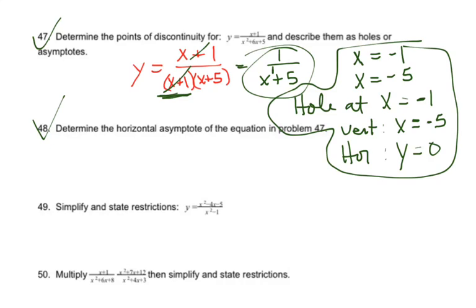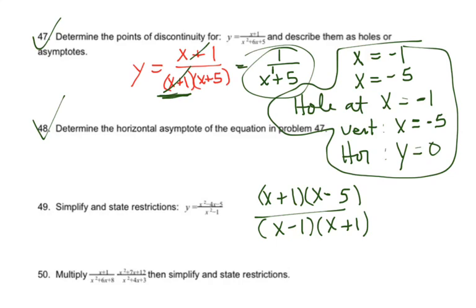49, simplified state restrictions. Factor your numerator. X and 1 and 5. It's got to be negative. The denominator is a difference of squares. X plus 1s will cancel. And restrictions, so the simplest form, first of all, x minus 5 over x minus 1. Restrictions, x does not equal 1 or -1.